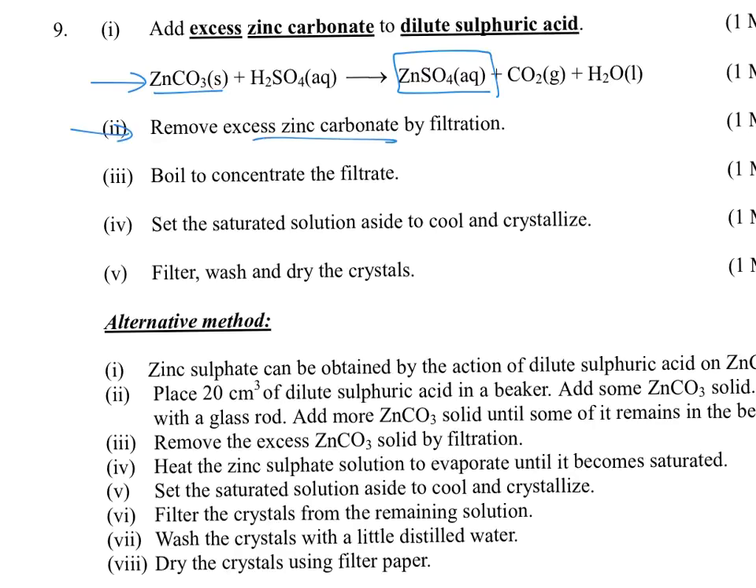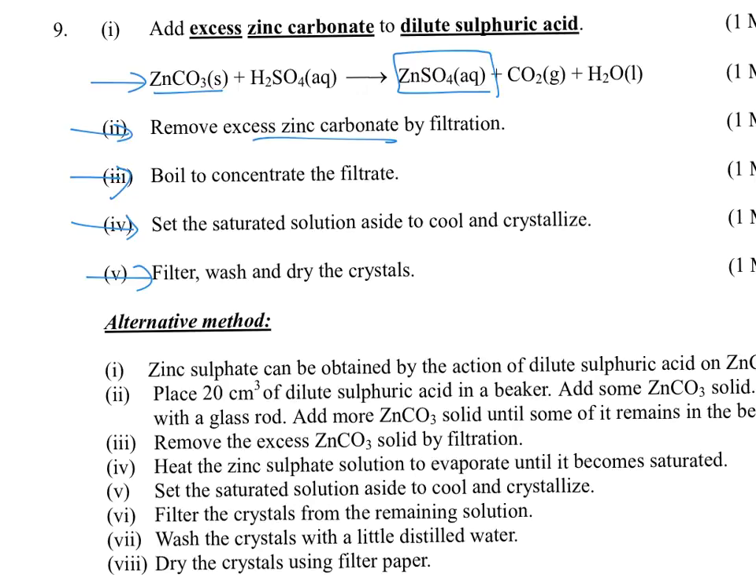Someone wrote down use excess acid. It's totally incorrect, because with excess acid, the acid will contaminate the salt solution. We can simply use excess carbonate or excess alkali. And then it should be excess base because alkali dissolves in water. And then we boil to concentrate, and then saturate it to have crystallization, and then filter, wash, and dry the crystal. It's very easy.